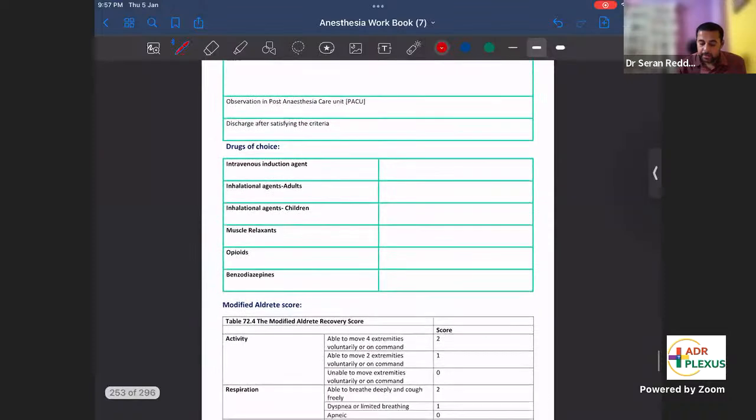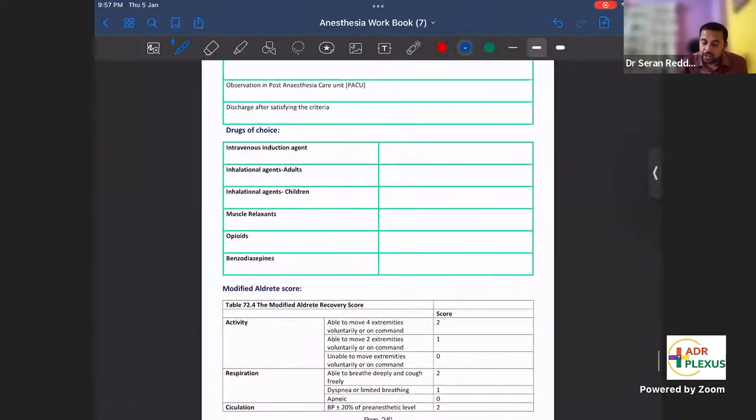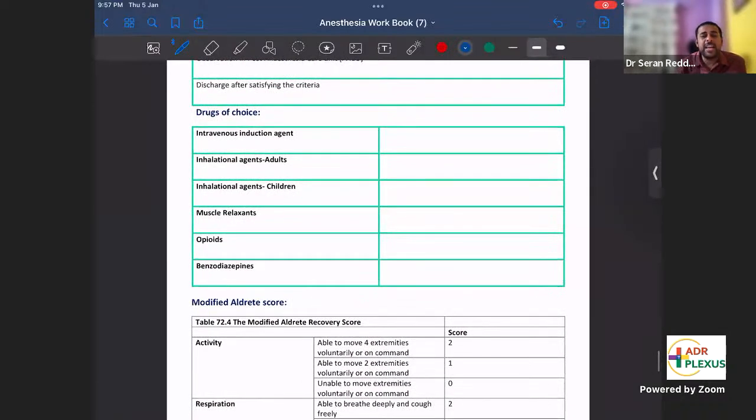Okay, then what are the drugs of choice? See, daycare means they should have a rapid induction and rapid recovery. That means the drugs have to act fast, and the recovery also should be faster with fewer side effects, so that you should not worry about what happens once the patient gets discharged. The drug of choice, intravenous induction agent, is propofol. Inhalation agent in adults is desflurane. In children, it is sevoflurane.